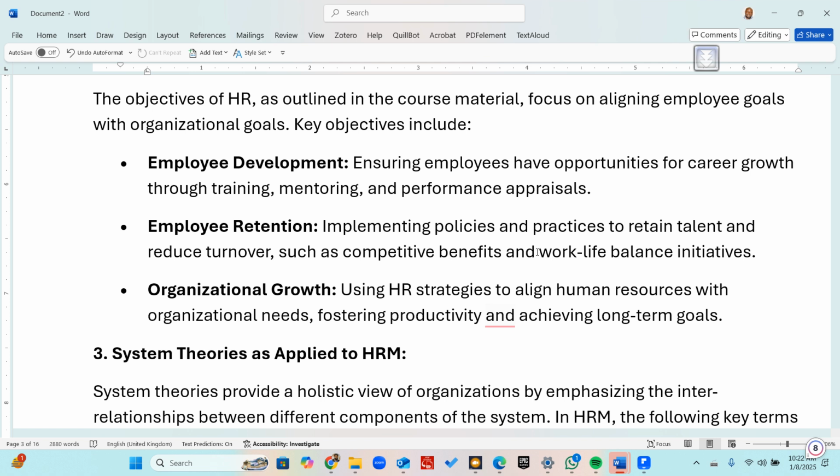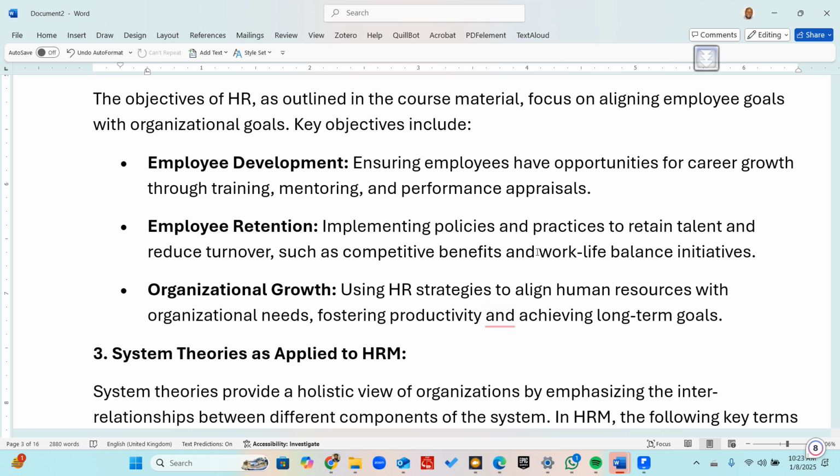So that's why employee retention is very important, such as competitive benefits and work-life balance, which will help reduce stress. Competitive benefits is where total rewards come in. You reward them for what they need to be rewarded, what they need to be paid. So this will help in retaining staff. These are the HR objectives.